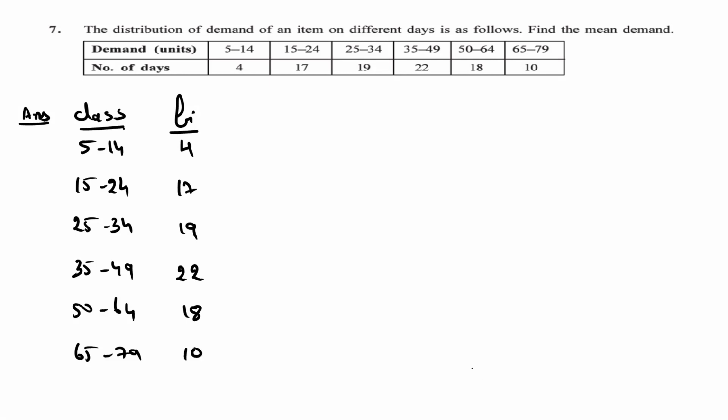Roll number 68, what do you find, whether it is an inclusive series or an exclusive series? By seeing the classes you have to say. It's inclusive. We have learned in chapter number 2: the upper boundary point of the first class is 14, while the lower boundary point of the second is 15. It doesn't match. When it doesn't match, it means it's inclusive classes.